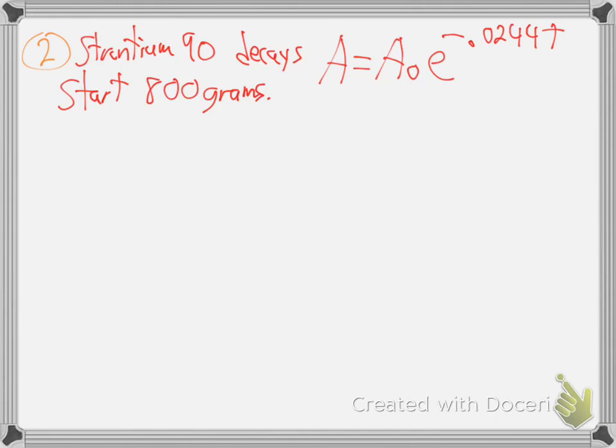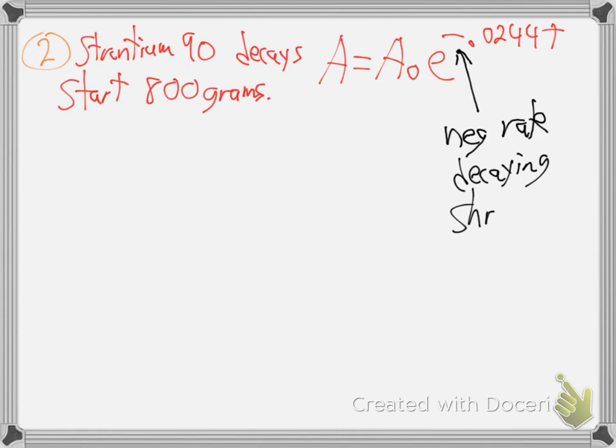So how do we know right from the math formula that it's going down instead of up? What tells us that in the math formula? Yeah, the negative right there. Negative rate means it's decaying. It's shrinking. Right, so negative rates mean it's shrinking, it's going down.